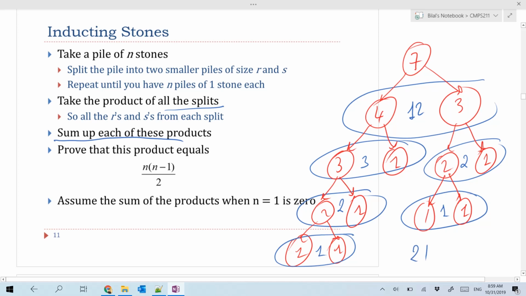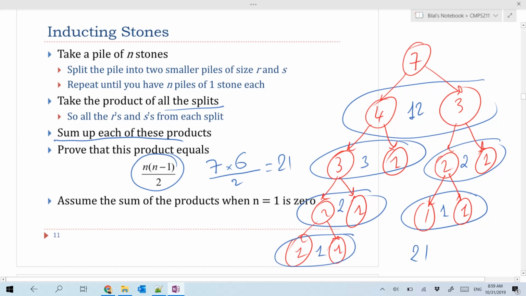So we can prove that this product is equal to n times n minus 1 over 2. Bingo. So in our case, it's 7 times 6 over 2, which is really true. Okay, it's equal to 21.